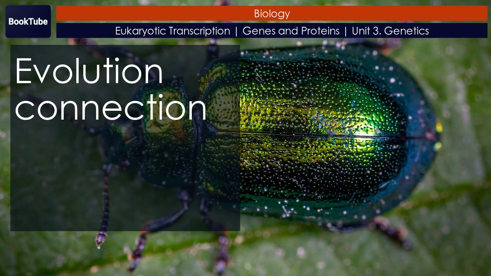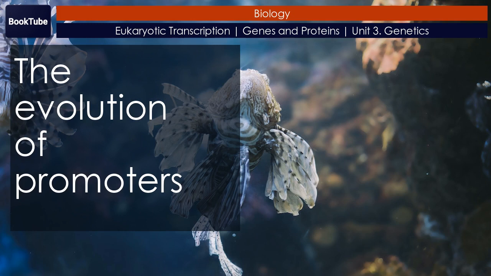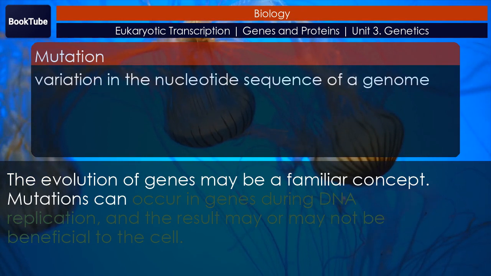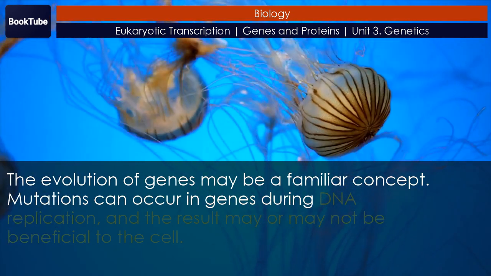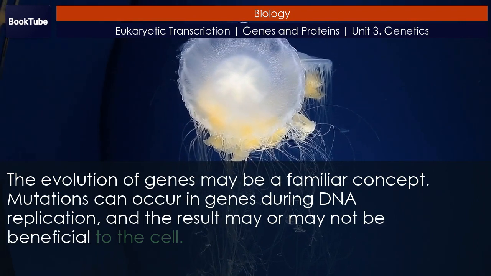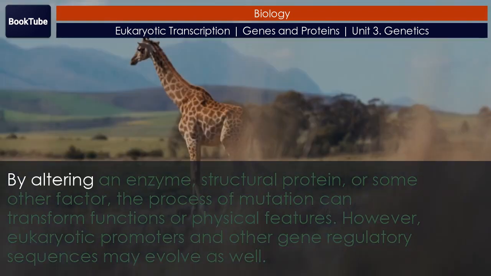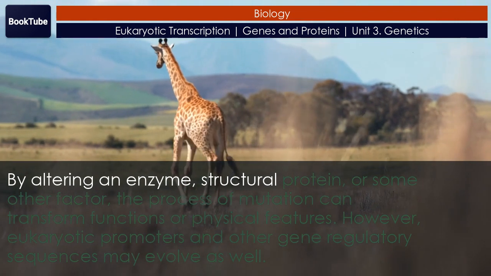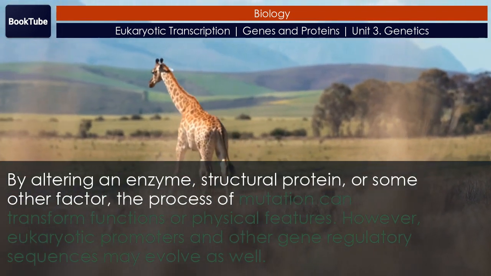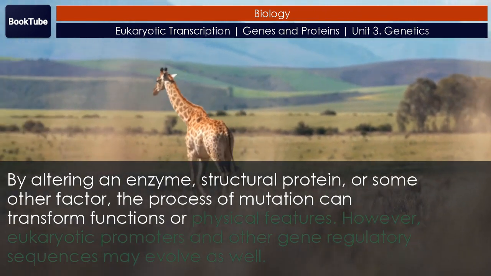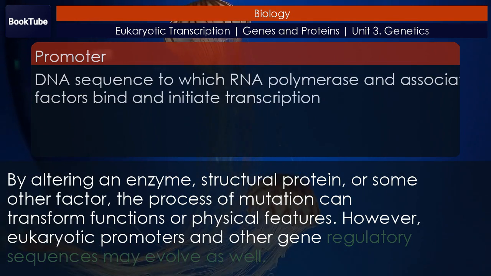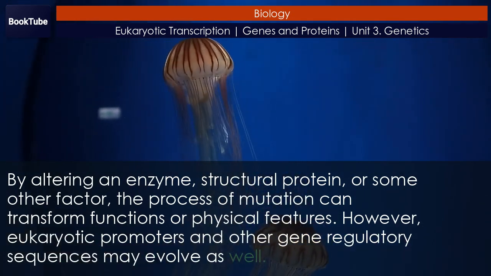Evolution connection. The evolution of promoters. The evolution of genes may be a familiar concept. Mutations can occur in genes during DNA replication, and the result may or may not be beneficial to the cell. By altering an enzyme, structural protein, or some other factor, the process of mutation can transform functions or physical features. However, eukaryotic promoters and other gene regulatory sequences may evolve as well.